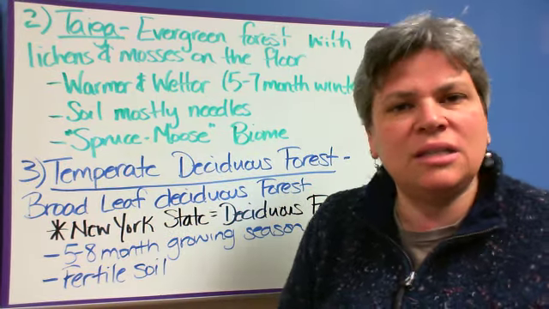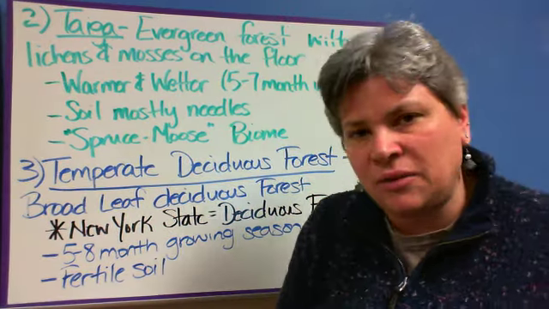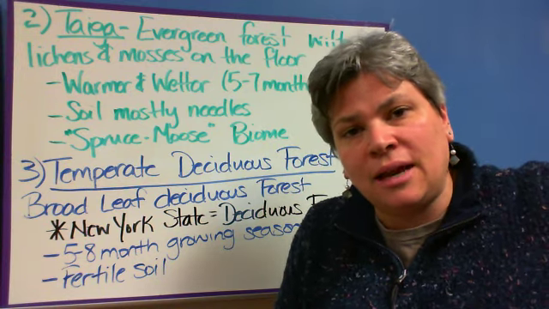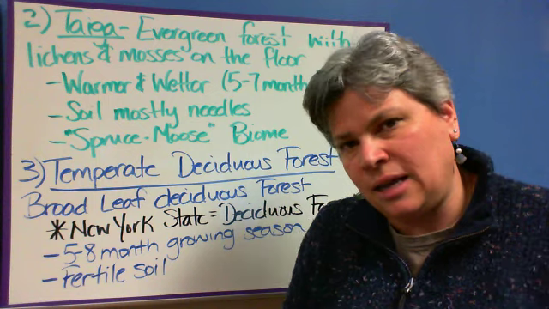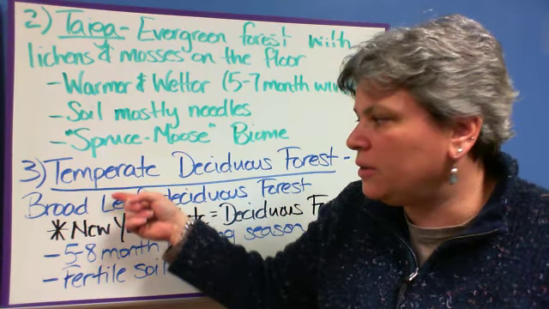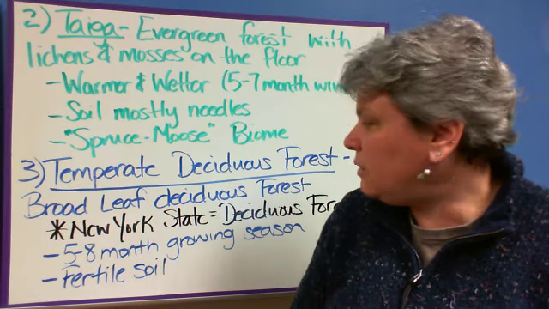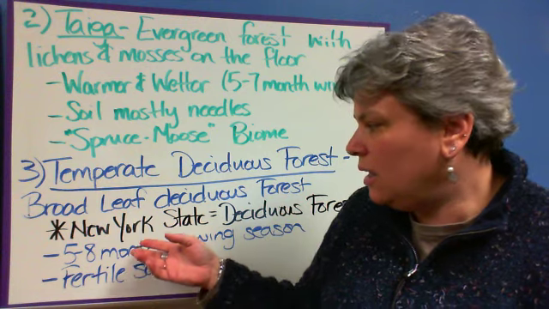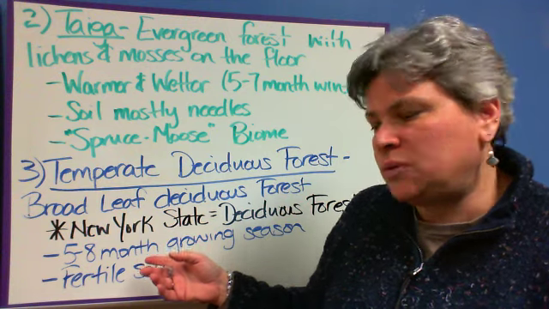Where is the taiga? This is not the taiga. Even though it says 5 to 7 month winter, it's not here. You need to go further north, more up into Canada. That's when you fall actually into the taiga. So what do we fall under? We fall under what they call the temperate deciduous forest. The temperate deciduous forest has broadleaf deciduous trees. New York State is a temperate deciduous forest.